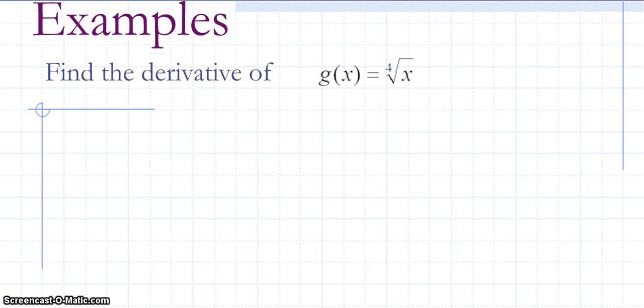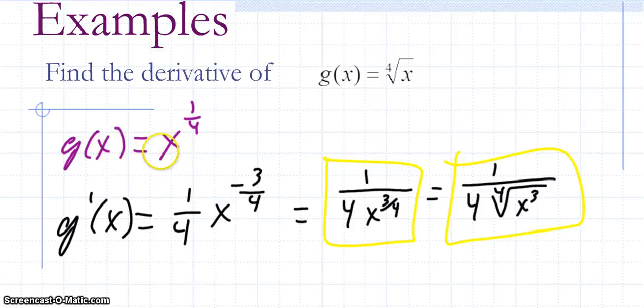Alright, so now I want you to find the derivative of g of x equals the 4th root of x. Pause the video, unpause when you're ready to check your work. Okay, so here first we can write g of x as x to the 1/4. Use the power rule, bring down the 1/4, and reduce it by 1. So 1/4 minus 1 is negative 3/4. So now my answer is either 1 over 4 x to the 3/4 or 1 over 4 times the 4th root of x cubed. Either of those would be correct.